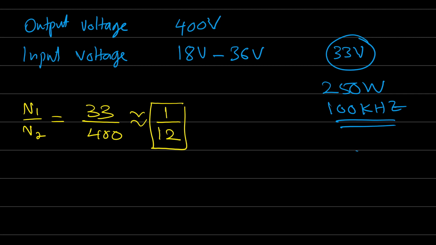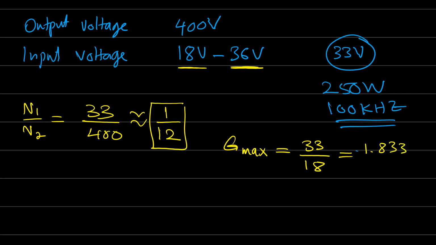Also, we need to think about the maximum gain that we need. The maximum gain, G maximum, is equal to how much? It can change from which value to which value? We have 33 volt. If the input voltage is 18 volt, this is the maximum gain that we need, so the output of the resonant tank will be 33. So 33 over 18, you will get a maximum gain of how much? 1.833. So this is the maximum gain.